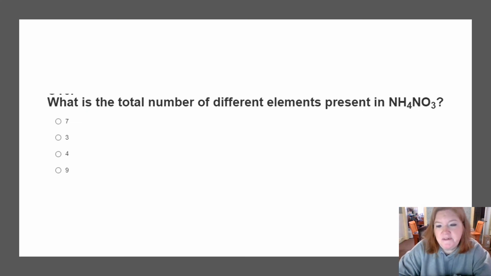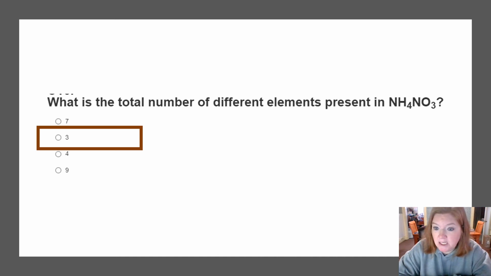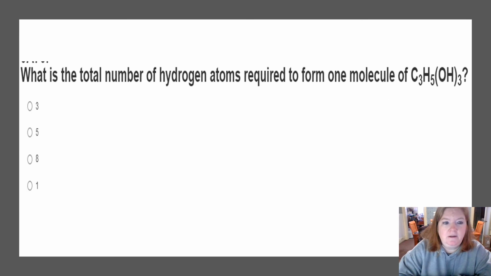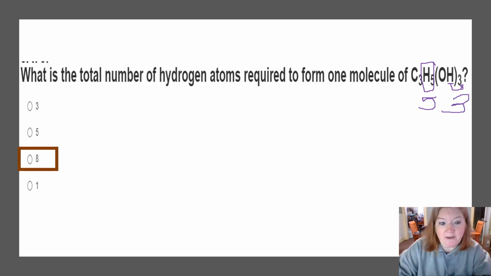What is the total number of different elements in this formula? Well, it's 3. You might make the mistake of going N, H, N, and O, but the N is just in 2 places. It's not a different element. What is the total number of hydrogen atoms required to form one molecule of this? Okay, so we have hydrogen in two places. We have this, no coefficient in front, so that's just 5. But then we have this hydrogen inside here with this subscript, so that's 3. So we add those together. Altogether, we have 8.